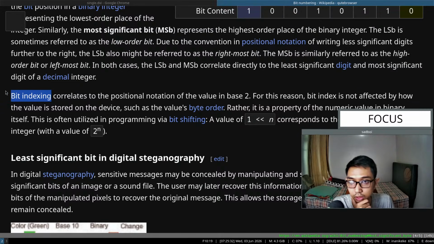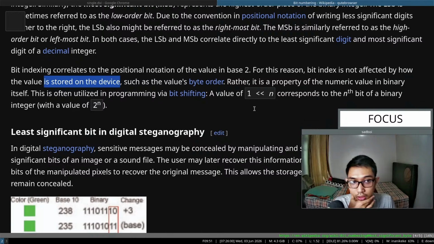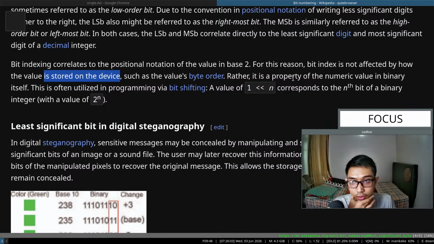Bit indexing correlates to the positional notation of the value in base 2. For this reason, bit index is not affected by how the value is stored on the device, such as the value byte order. Rather, it is a property of the numeric value in binary itself.